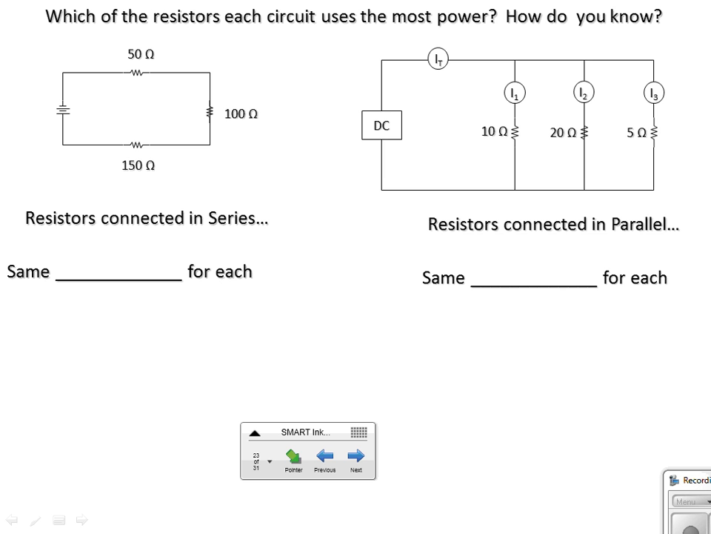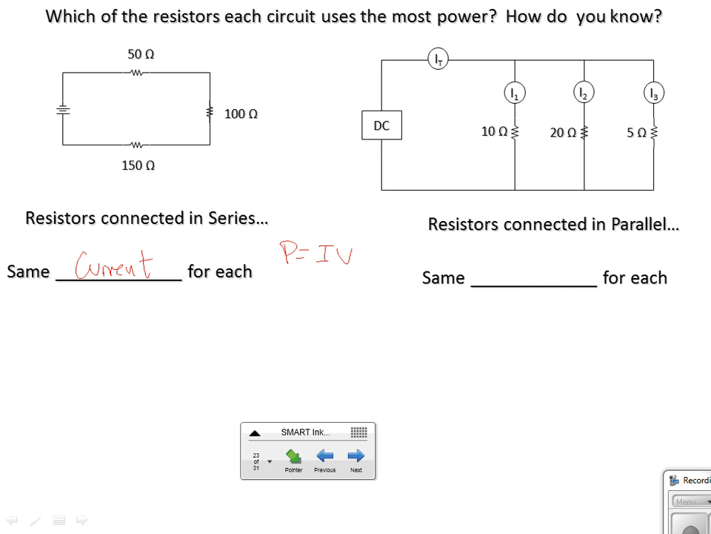Well, we have three different resistors. We don't know what the drop is across any of them. We don't know what the current is, but we do know that it's the same, since these are in series, there's the same current through each one.